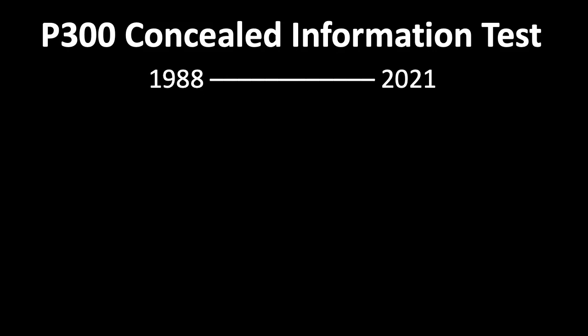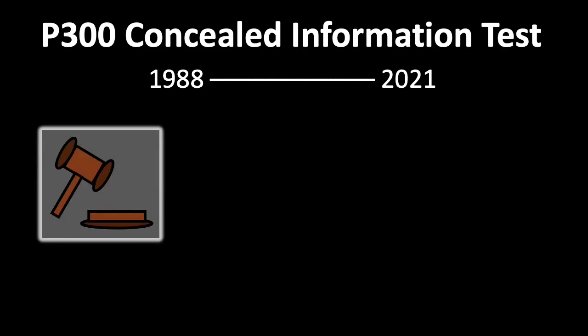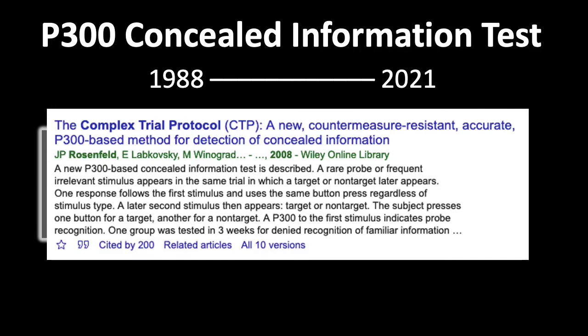Although the test is not yet admissible as evidence in court, research shows that it is highly accurate, and countries like Japan have recently implemented the CIT in their justice system. Although the original P300 CIT was not immune to countermeasures, as scientists had hoped, Rosenfeld went on to create a version of the P300-based test that successfully resists the usual countermeasures.